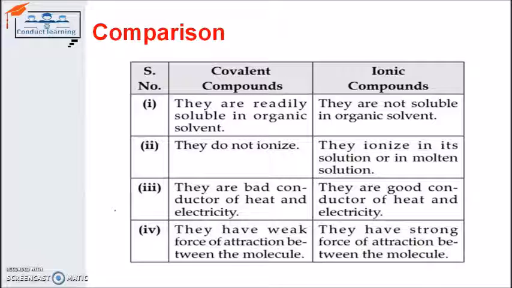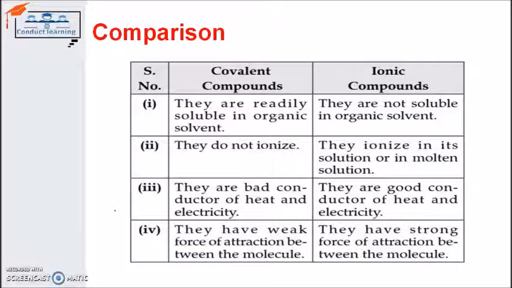The third one is that covalent compounds are bad conductors of heat and electricity. The reason behind this is that they do not form ions to conduct the electricity. So that's why covalent compounds are bad conductors of heat and electricity. On the other hand, ionic compounds can conduct both heat and electricity because they can form ions to conduct the charge, electricity or heat.